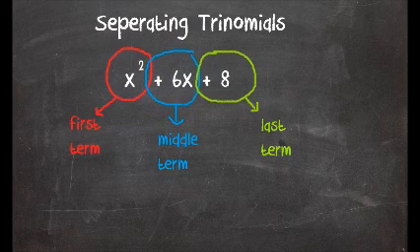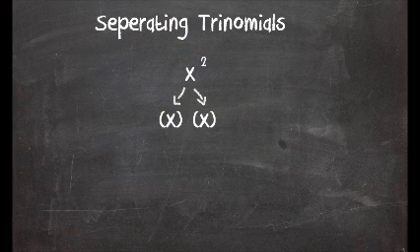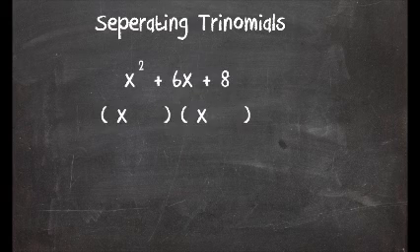In this example, we are going to look for the factors of x squared, and then we will look for the factors of 8 that also add up to 6. It sounds complicated, but let's walk through it. In our example, our first term is x squared. X times x multiply together to give you x squared. So we will use these factors. We place the factors of x squared first in our parentheses.